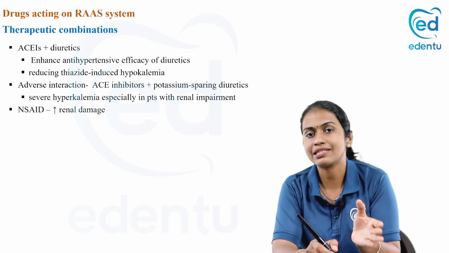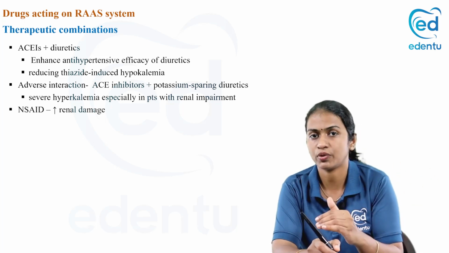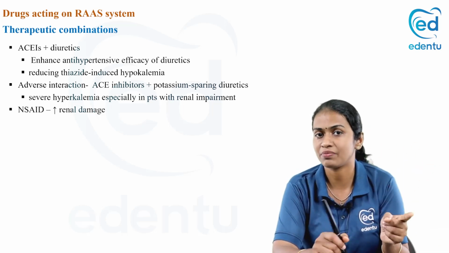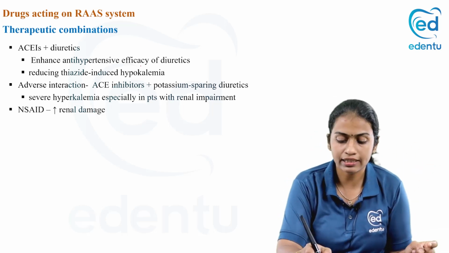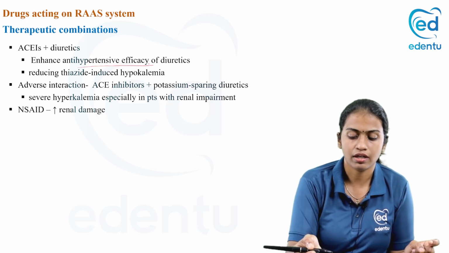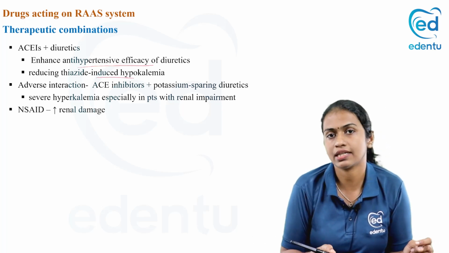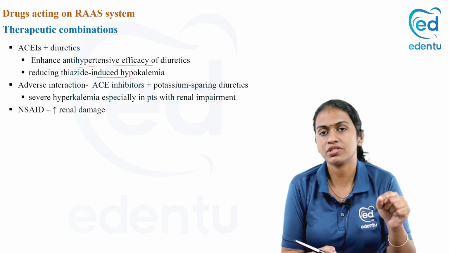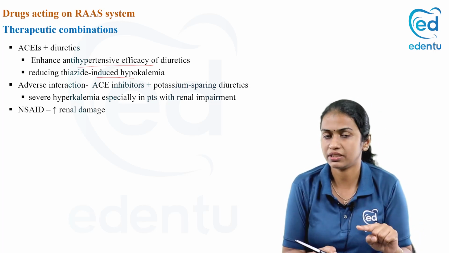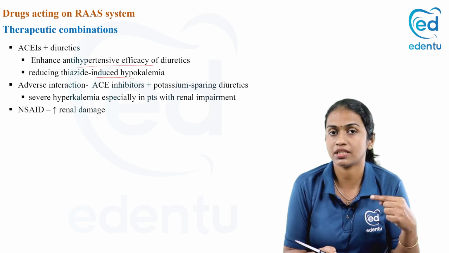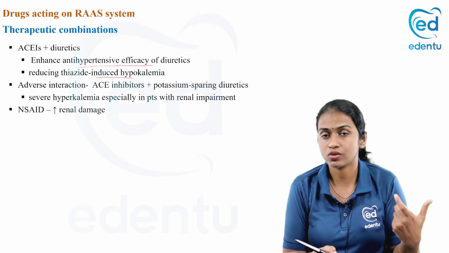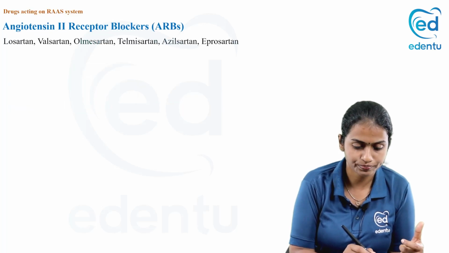Plus, diuretics like furosemide or thiazides cause hypokalemia, whereas ACE inhibitors cause hyperkalemia. So the potassium levels remain normal. So there is additive antihypertensive effect plus reduced thiazide-induced hypokalemia. Adverse interaction is, as I told earlier, you should not combine it with a potassium-sparing diuretic because it can cause severe hyperkalemia. With NSAIDs also, the renal damage is more.